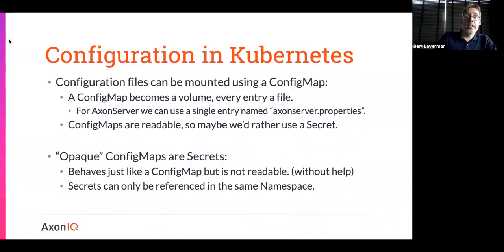In Kubernetes, the configuration files are not generally provided to applications as simple files in a volume. What you use is a config map that becomes an entire volume actually. So a config map sounds like a name value pair collection that you might compare to a properties file, but actually every entry is a file. So for AxonServer, we can have the AxonServer properties file, and that will be a single entry with that name in a config map. If you want to make the config map somewhat less accessible, then you use a secret. The secret is not completely invisible, but it's a lot better protected because it cannot be referenced from outside the same namespace.